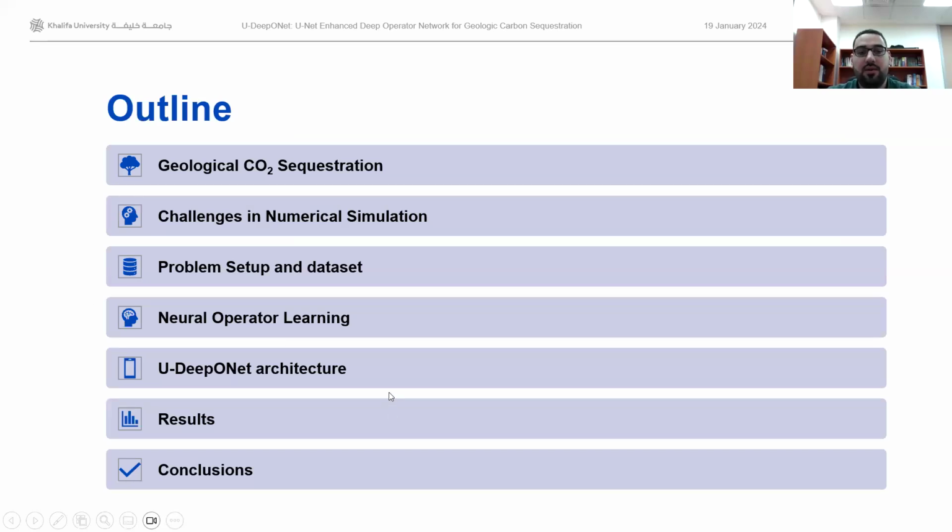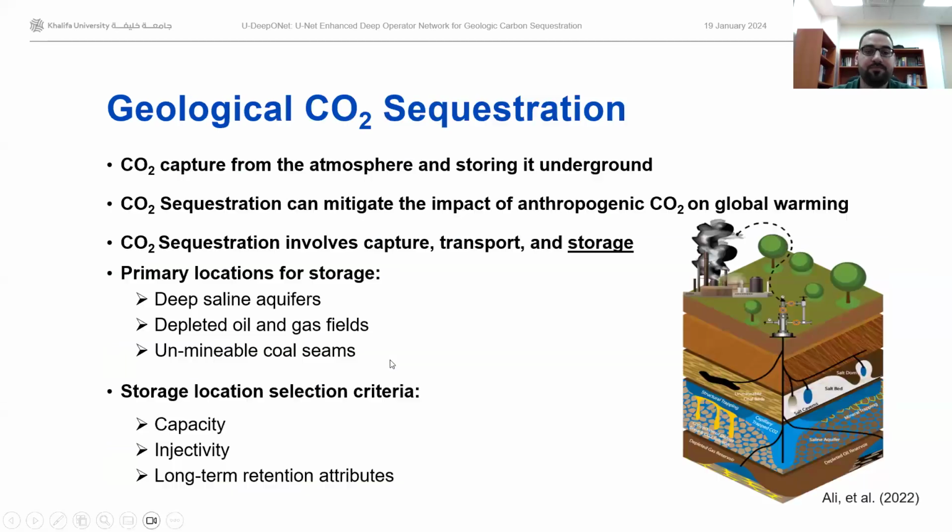So the outline for today's talk is first we're gonna introduce the problem of geological CO2 sequestration, and we'll then highlight the challenges in numerical simulation and why we will resort to surrogate models using machine learning. Then we will discuss the problem setup and the data set we used for the U-DeepONet. Then we'll discuss some of the neural operators, the more popular ones that inspired the U-DeepONet architecture. Then we'll look at the results and some benchmarks and comparisons with other architectures for the same problem. And then we will conclude this talk.